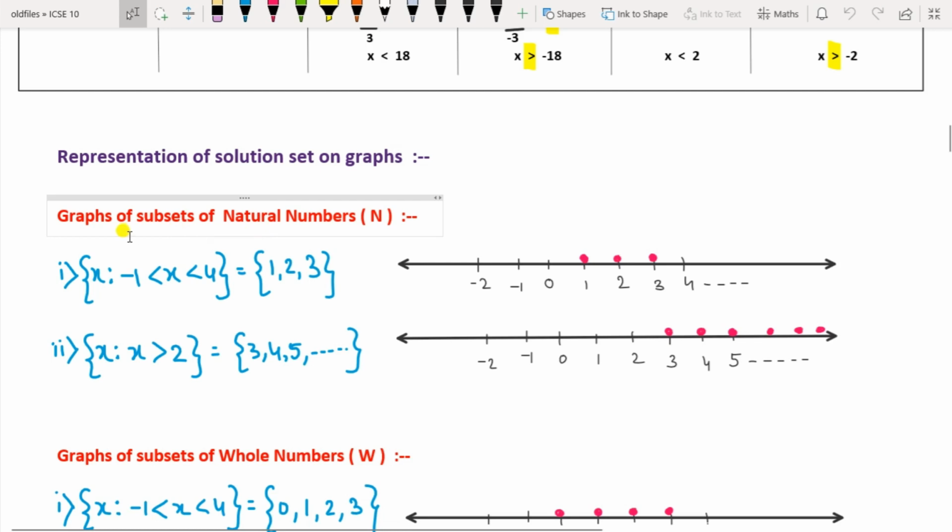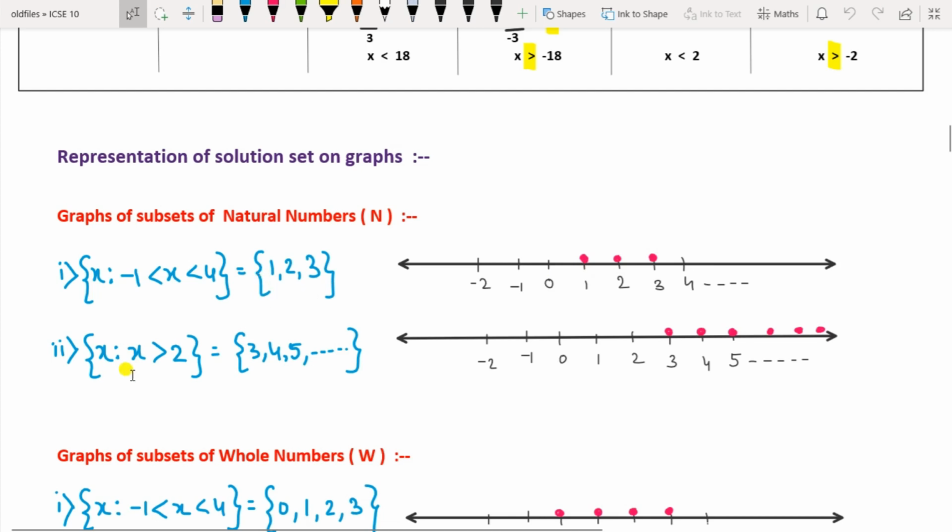First one is, if the replacement set given is the natural numbers and your solution set is, for example, -1 < x < 4. This means the value of x is greater than -1 and less than 4. Since it is a natural number set, -1 will not be included, 0 will not be included. So here 1, 2 and 3 is the answer, because the natural number set starts from 1.